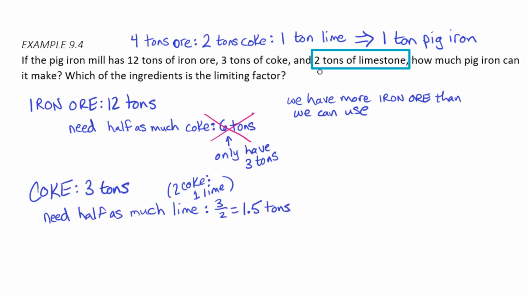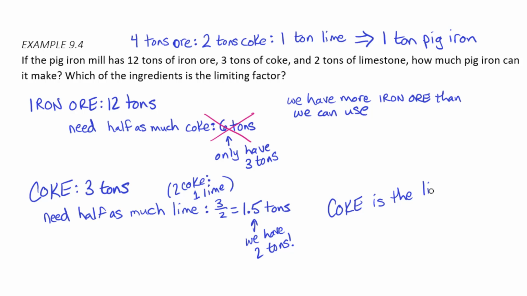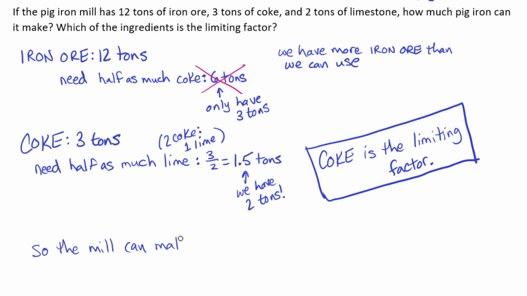And if you look at what we actually have, we have 2 tons of lime. So we have more than enough lime to take care of all this coke. We have more than enough iron ore to take care of all this coke. Coke is the limiting factor. So we've answered the second question. We still haven't answered the first question. How much pig iron can it make?